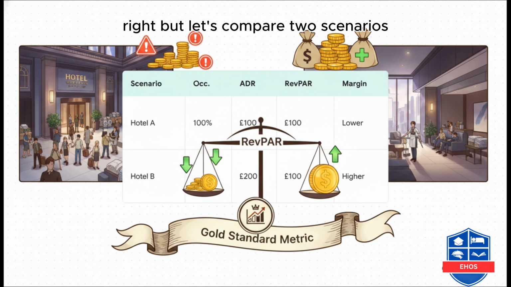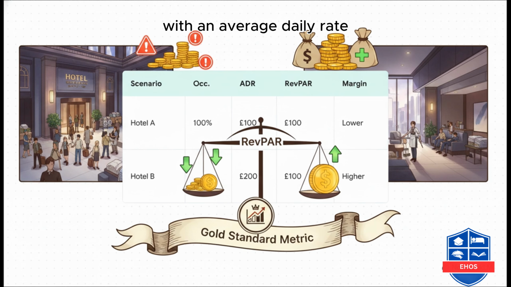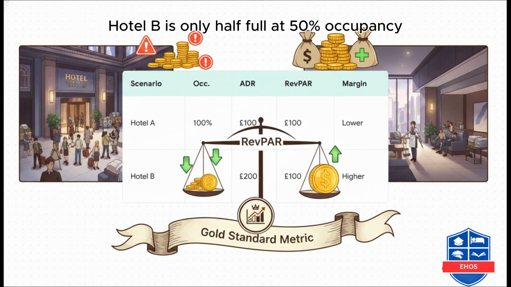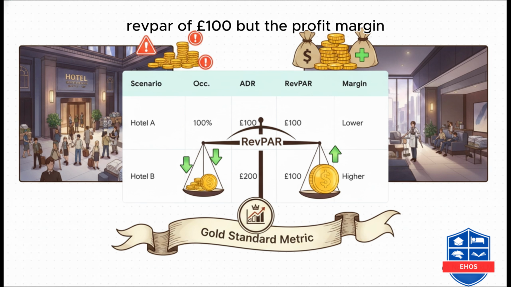But let's compare two scenarios. Hotel A is completely full at 100% occupancy with an average daily rate, or ADR, of £100. Hotel B is only half full at 50% occupancy, but commands an ADR of £200. Both achieve the exact same revenue per available room, RevPAR, of £100. But the profit margin tells a completely different story.